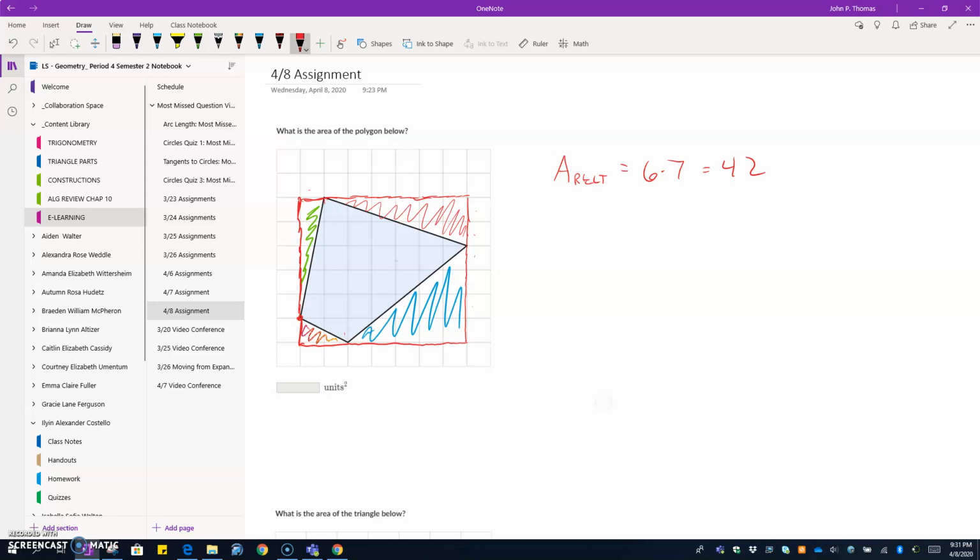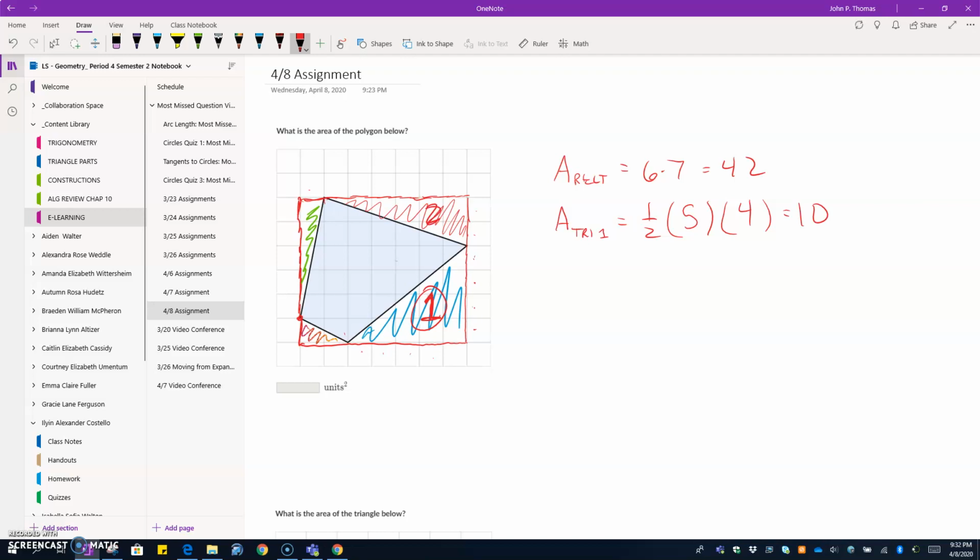So I'm going to start with triangle 1 over here. I'm going to call it 1 right there. So area of triangle 1: I have 1/2 base times height. I'm going to do the base as 1, 2, 3, 4, 5, and the height 1, 2, 3, 4. So that's going to be an area of 10.